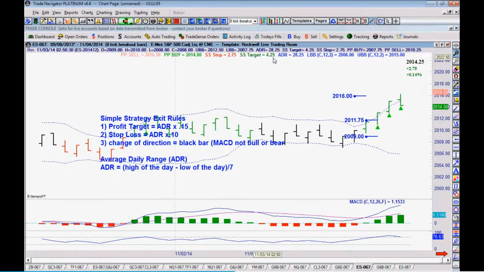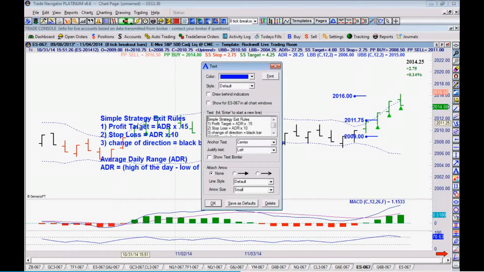So in this case, had we been filled at 2011.75, then we would have been out of the trade here with a profit. In the E-mini S&P, 1 point is worth $50, so a quarter point is worth $12.50, and this would be a $212.50 profit target, and with a 2.75 point stop loss, that would be a $137.50 stop loss. But our profit target is hit, and we are out of the market for a profit in this example.